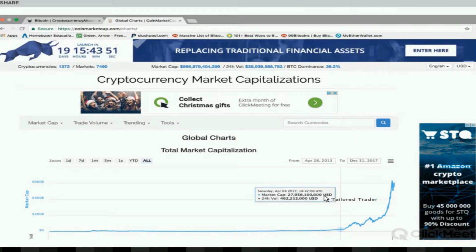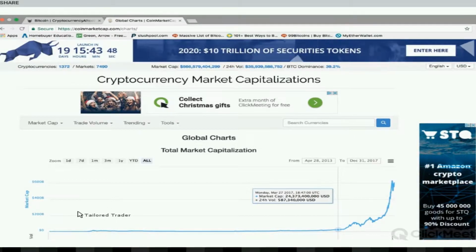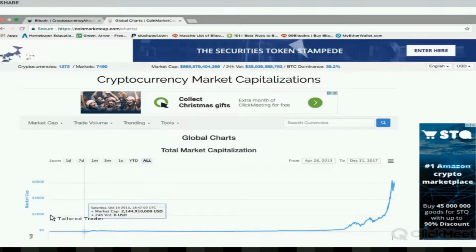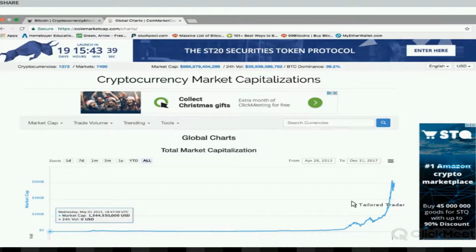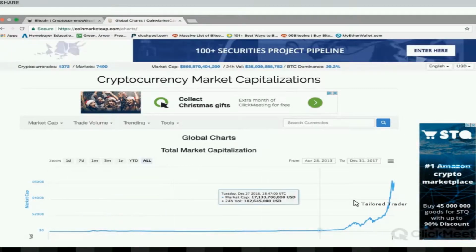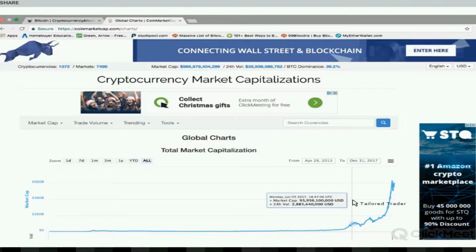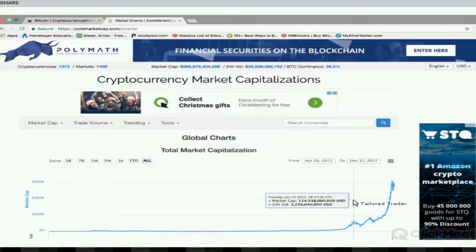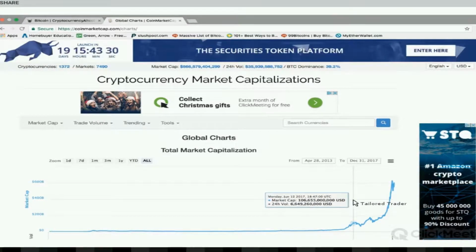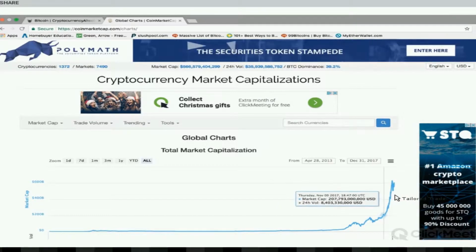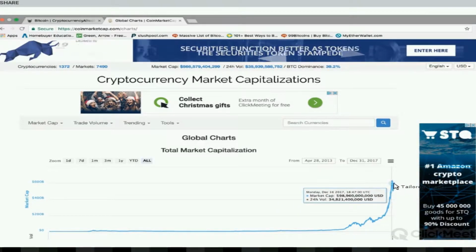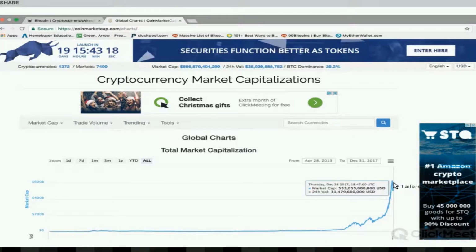Just to show you, this shows you the graph of how much the market cap has changed the past few months. In 2013 we were at 1 billion, 1.2, 1.3 billion market cap. In 2017 we hit 100 billion market cap. That's about 4 years. And then in 2, 3 months we're literally at half a trillion market cap. That just goes to show you how much this market has been growing.